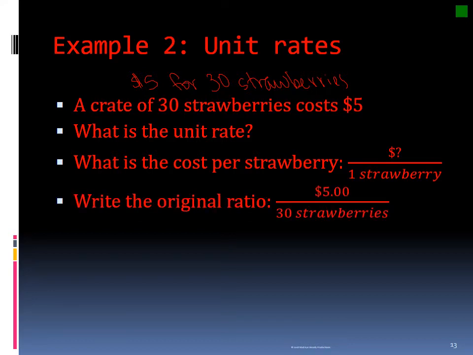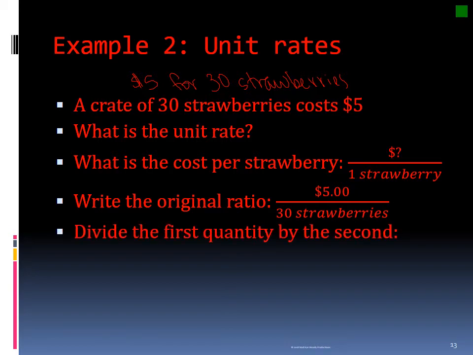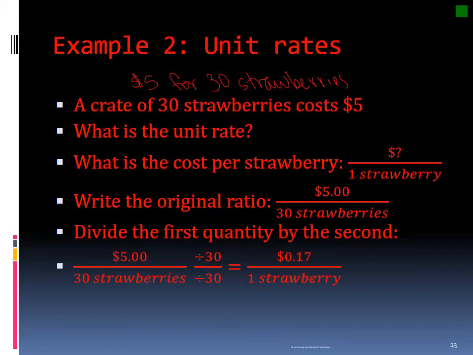So we want to write the original ratio, $5 for 30 strawberries. And then we want to divide the first quantity by the second. So we want to divide 5 by 30. And really what we're doing here is we're dividing the numerator and the denominator by 30, which is how we end up with a ratio with the denominator as 1. So $5 divided by 30 is 17 cents, and 30 strawberries divided by 30 is 1 strawberry. So our unit rate is 17 cents per strawberry.